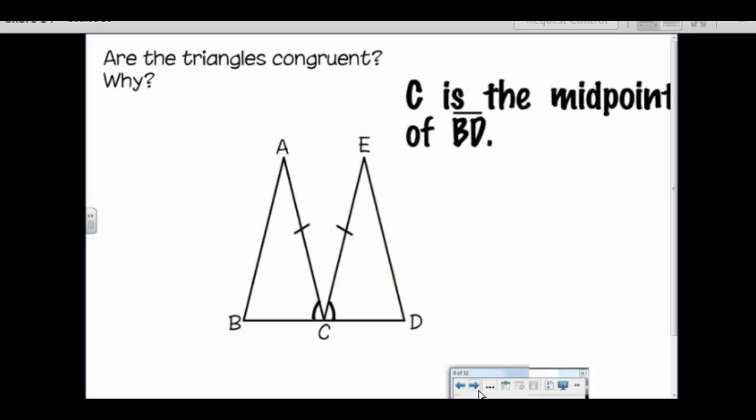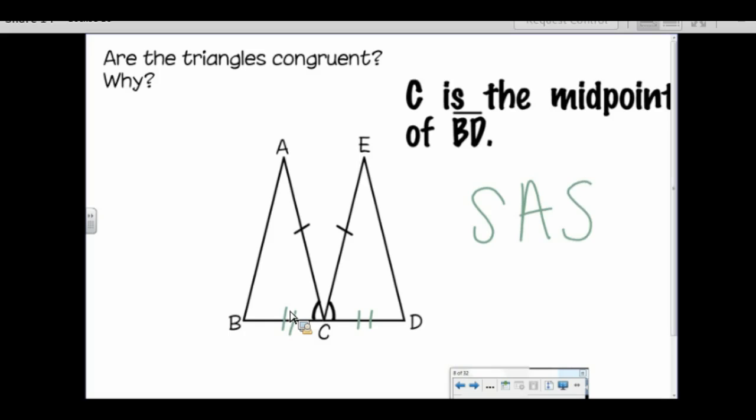Next one, try this one. Very good. A lot of people are putting the right answer. So we were given some information. C is the midpoint of BD. We know by definition of midpoint that we can add tick marks to BC and CD, because segment BC is congruent to CD, like I said, by definition of midpoint. And then the answer is staring us in the face. Yep, it's side, angle, side. It's two sides with a congruent angle in between.